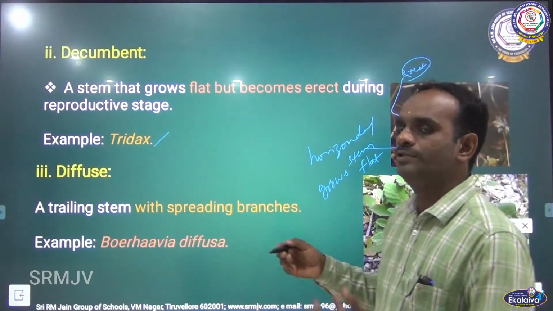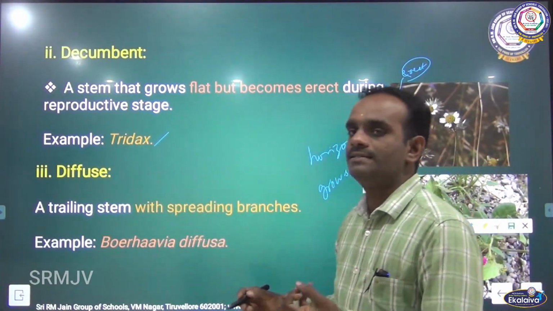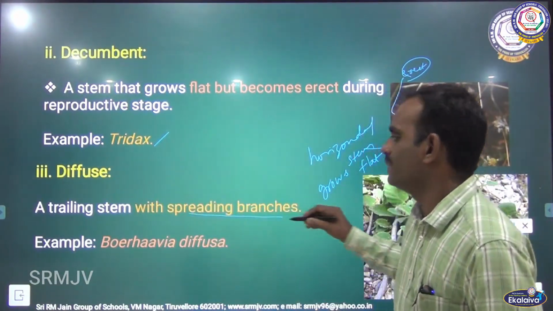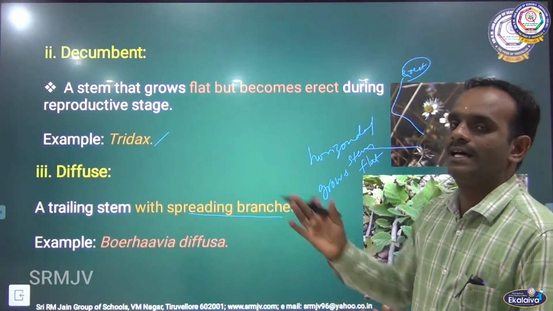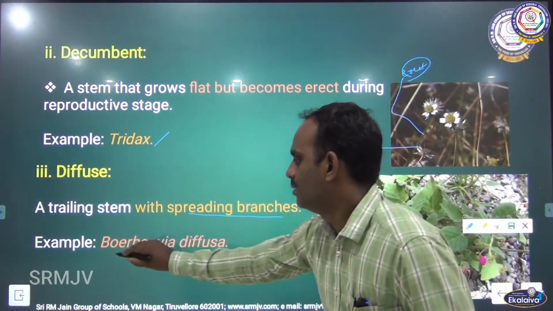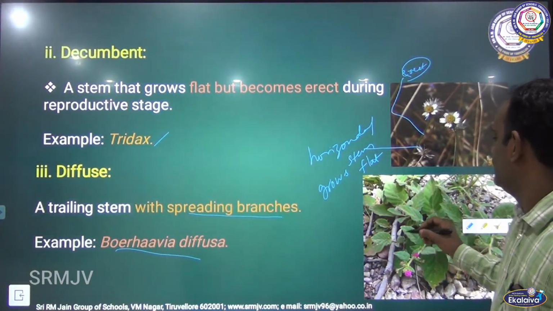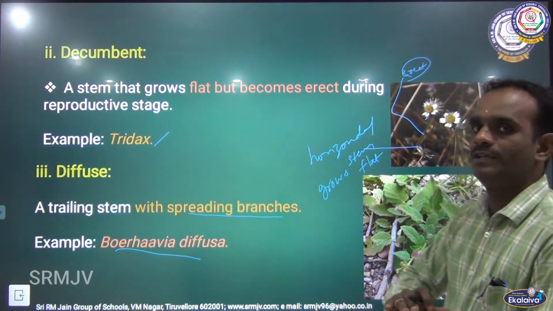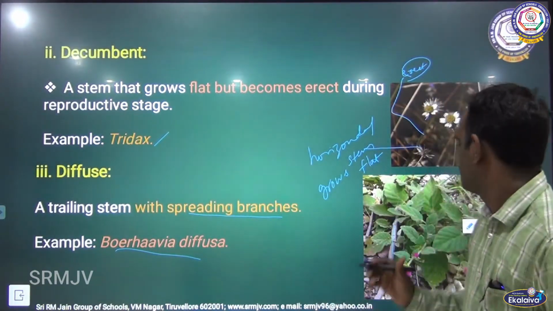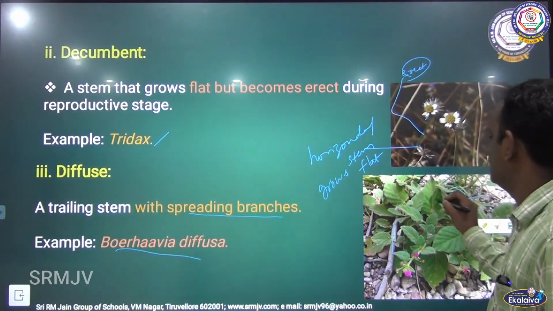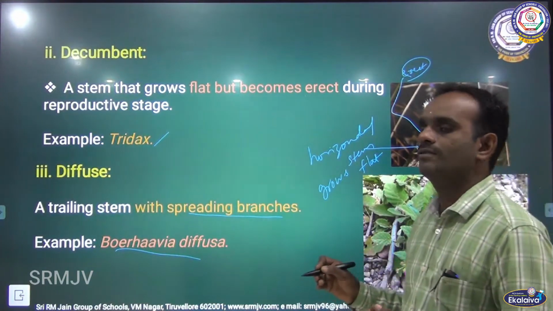Next we move on to diffuse, a trailing stem with spreading branches. So many branches arise. Example is Boerhavia diffusa. See the picture here. The trailing stem grows very flat to the ground surface, spreading so many branches here and there. That is called diffuse.